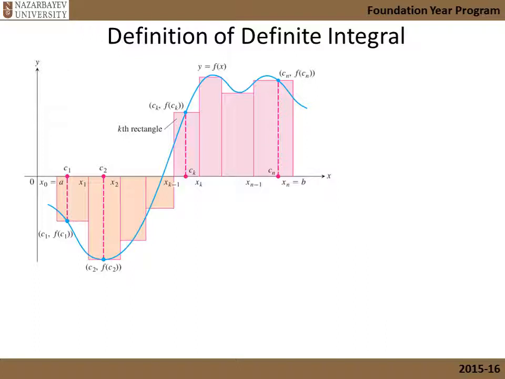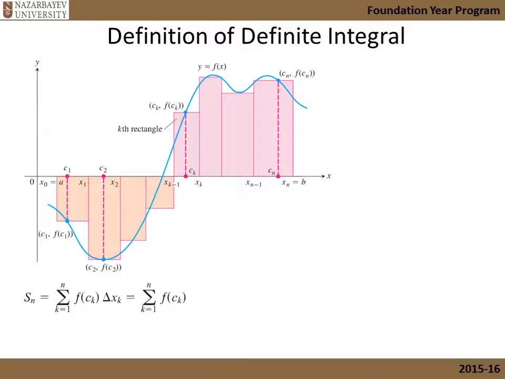Let's look at more general case. Here we can see the function, and we can see many rectangles, and we can calculate our area through this sum, where we have f of c k times delta x k. So the height of each rectangle multiplied by the width of each rectangle, and their sum.